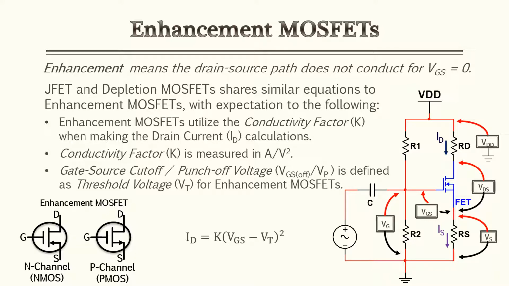Now what this also means is you can utilize the depletion and JFET equations with only a few exceptions. One being enhancement MOSFETs utilize a conductivity factor, which is indicated by K, and you use that when you want to determine your drain current. Now K is measured in amps over voltage squared, and again your equation is given at the bottom. Also, your gate source cutoff or pinch-off voltage, VP, is defined as threshold voltage, or VT, and you'll see these on all your data sheets.